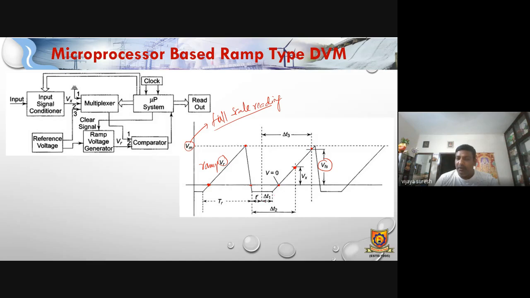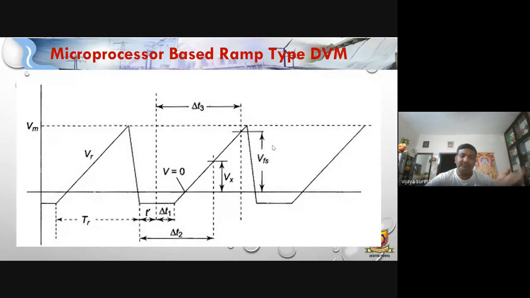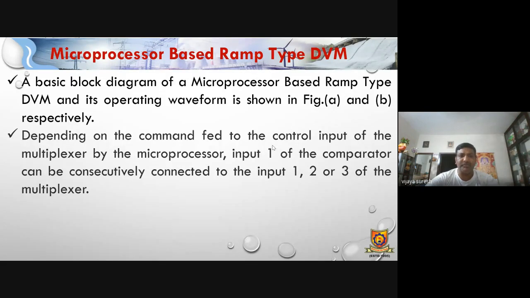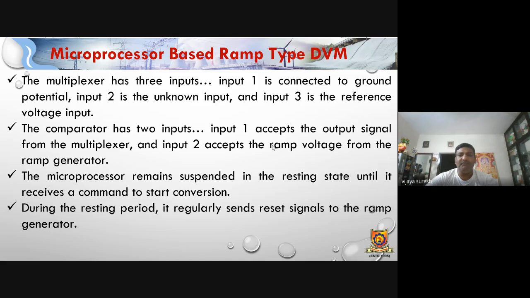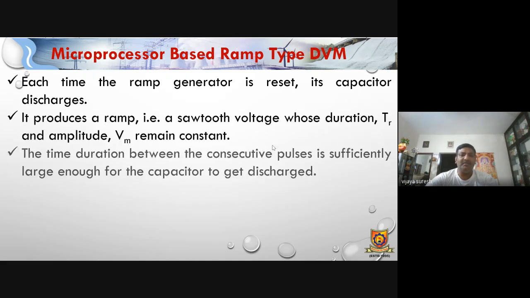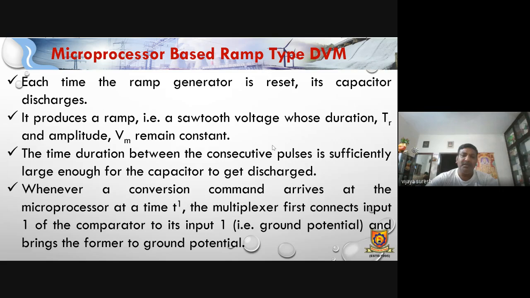So we will find the durations: how much time it will take for 0, how much time for Vx, and how much time for the maximum. So T1, T2, T3, the time durations and the number of pulses. TR is the rise time or retrace time, we can call it like that, right? So the process takes 0, the unknown input voltage, and the maximum voltage, like this comparison. The same has been explained in these diagrams. Just go through and try to understand what I have explained.